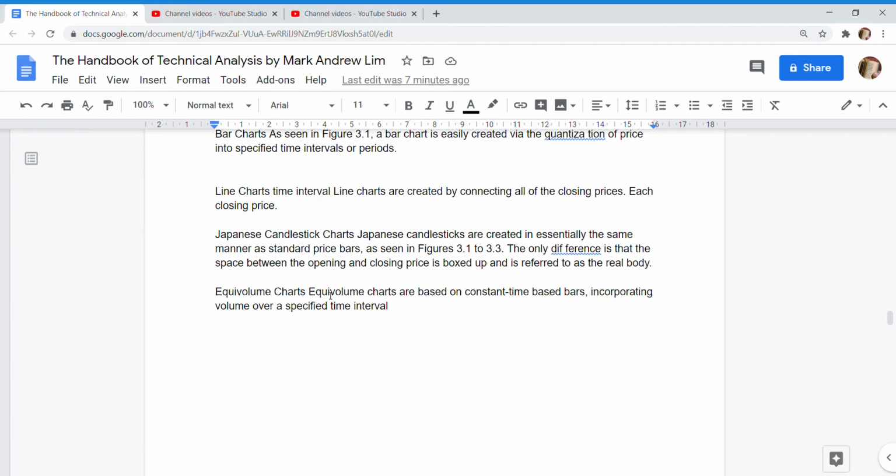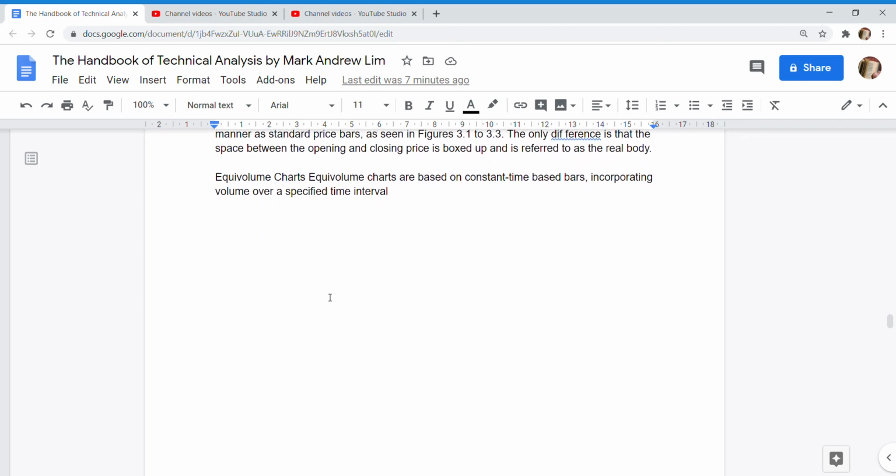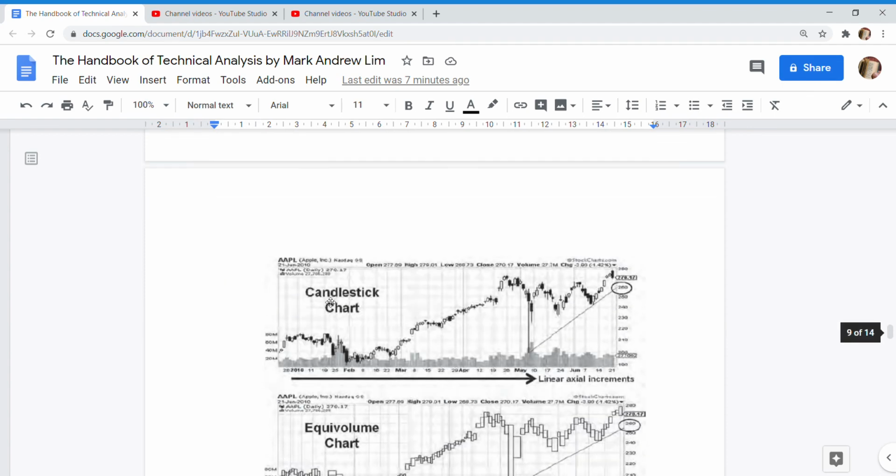Japanese candlestick charts. Japanese candlesticks are created in essentially the same manner as standard price bars, as seen in figures 3.1 to 3.3. The only difference is that the space between the opening and closing price is boxed up and is referred to as the real body. Equivalent charts. Equivalent charts are based on constant time-based bars, incorporating volume over a specified time interval.